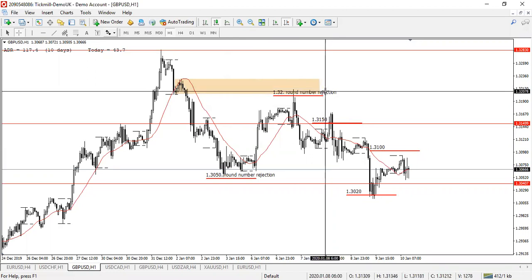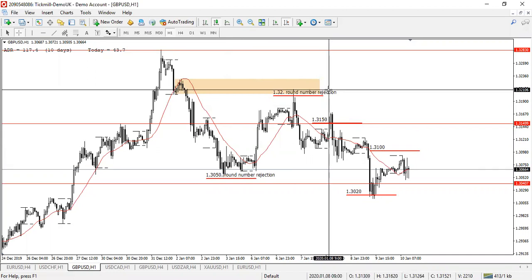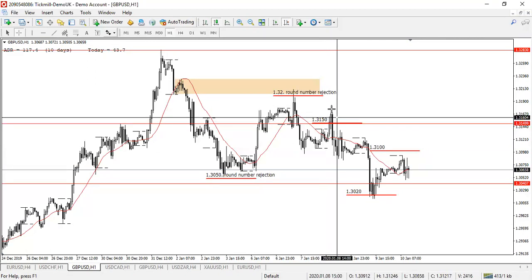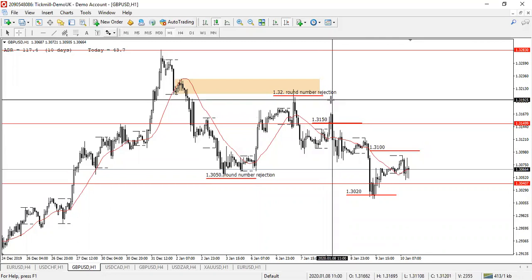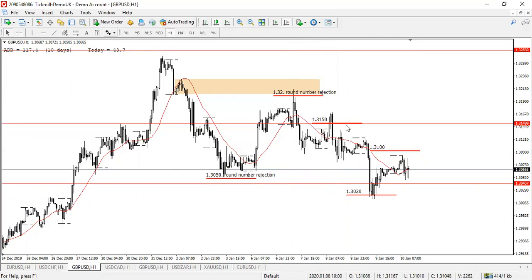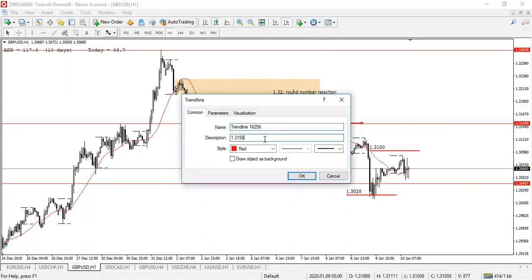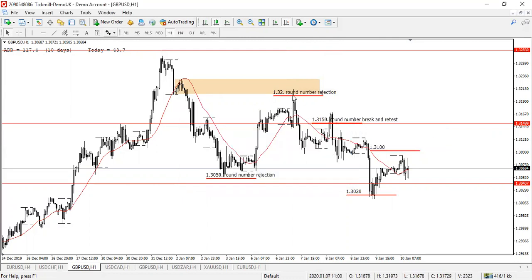You wake up at 8. I wake up at 8. Look at my charts at 8. And then just after, I see this round number just above the price, and I see a clear downtrend. This was what? This is round number break and test, guys.